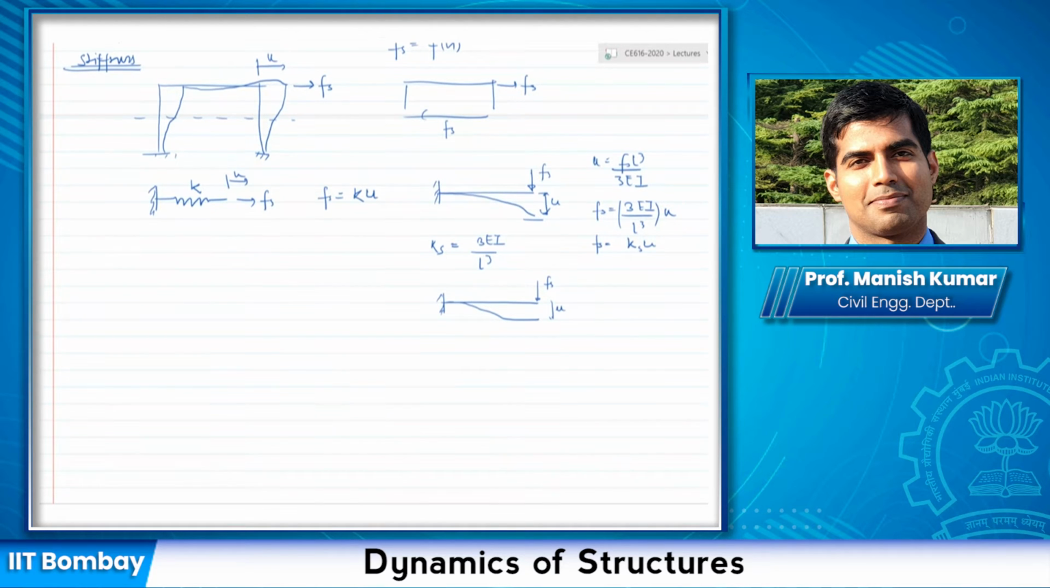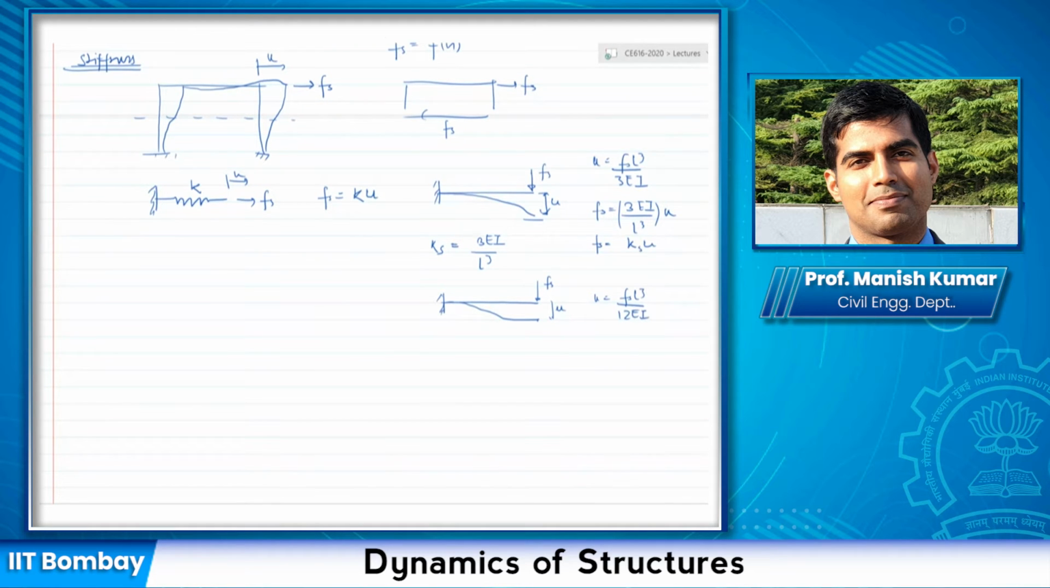First one was the easy one. Anybody remember the second one? What is the relationship between Fs and U here? Now this is not allowed to rotate at the second end. 12 EI by L cube. That is the K, right? So the relationship is U is equal to Fs L cube by 12 EI.